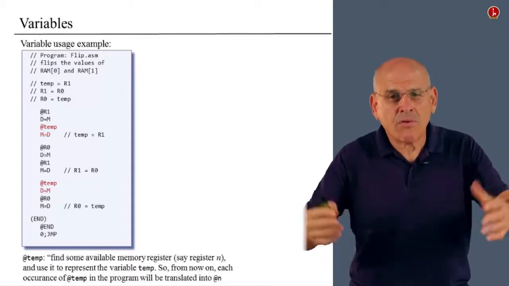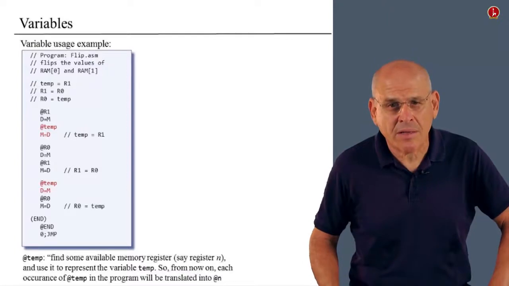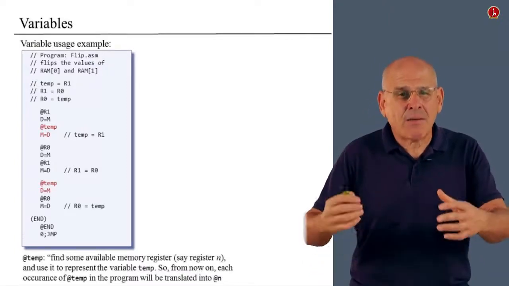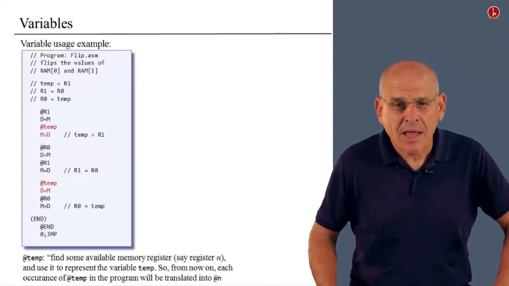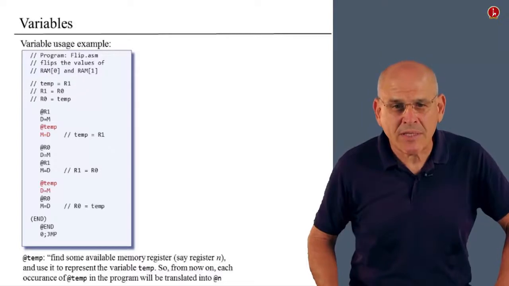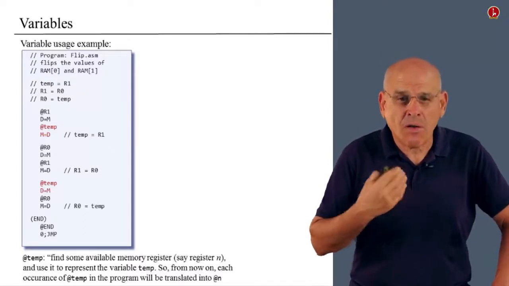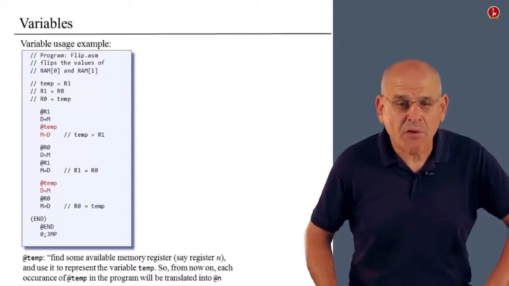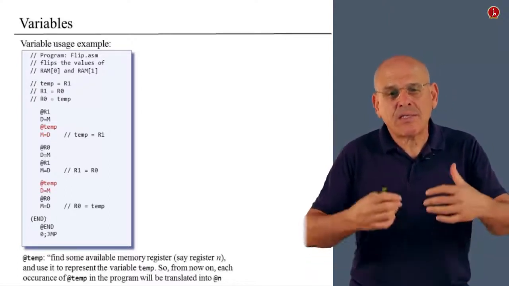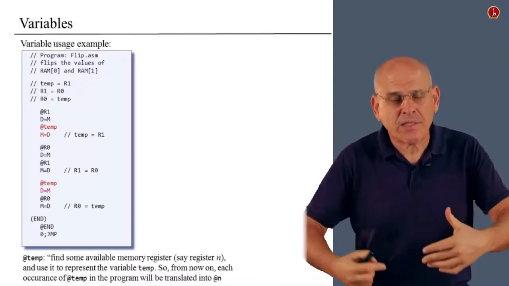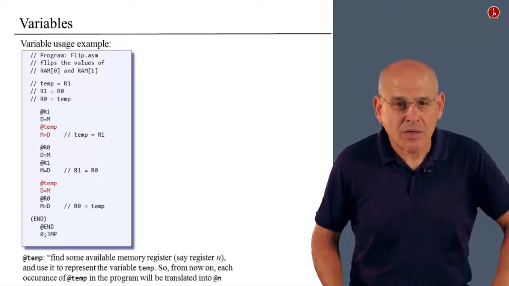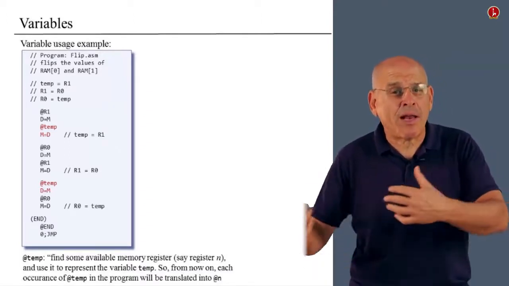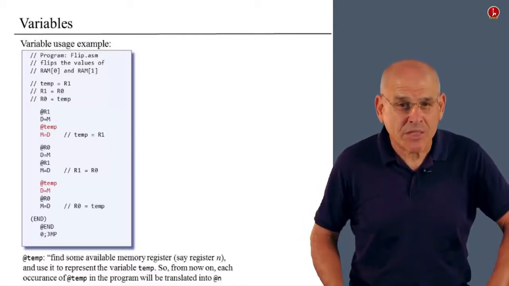Please go to the memory unit, find some available memory register. Let us assume that it's register number n, and use it from now on to represent what I prefer to call the variable temp. So from now on, whenever you see a symbolic instruction @temp, I request that you treat it as if it were an @n instruction that we already know how to handle. Okay, so this is the meaning, or that's how I realize this variable abstraction.